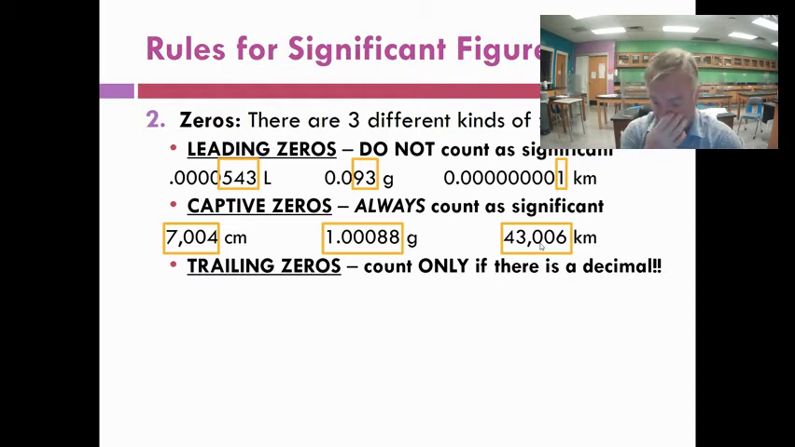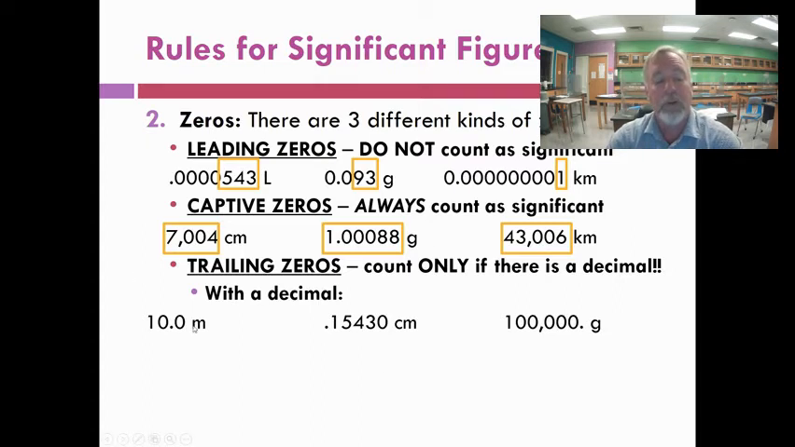Here's the hard one, and I hope I can tell you this in a way that makes it easier for you to remember. Trailing zeros. So we talked about leading zeros, zeros at the beginning of a number. We talked about captive zeros, zeros in the middle, surrounded by non-zero numbers. There's one group of zeros left, and that's what we call trailing zeros. These are zeros at the end of a number, all the way to the right side. Now, these zeros only count if there is a decimal. If there's a decimal, yes, count.